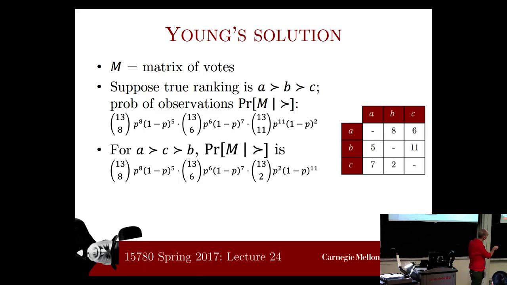And A versus C, again, doesn't make a difference, because both of these rankings say that A is above C. Where there is a difference is in the third factor, for B versus C. The ground truth is saying that C is above B. We have 2 voters who think that C is above B, so we choose 2 out of the 13 voters to agree with the ground truth, to put C above B. That happens with probability p squared. And then the other 11 voters have to disagree with the ground truth, which happens with probability 1 minus p to the 11. So the only difference between the 2 rankings is C versus B, and the only difference between these 2 expressions is this last factor.